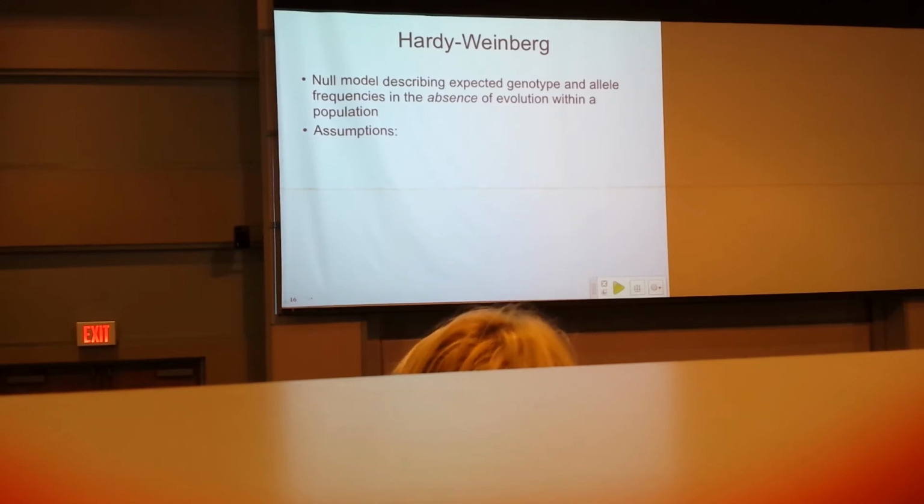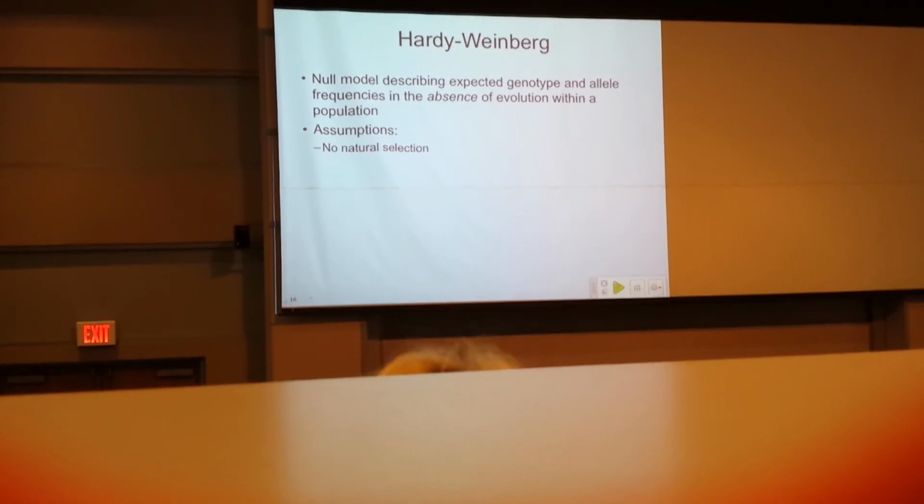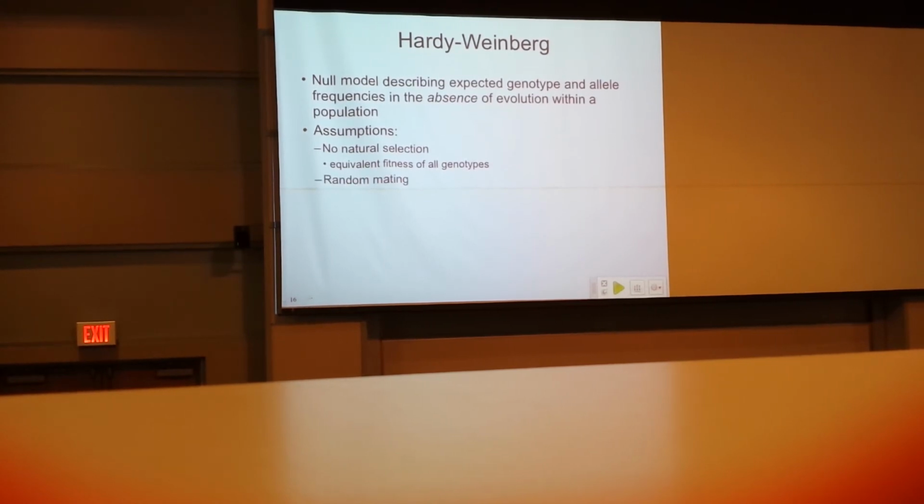So there are 5 assumptions. First of all, there's no natural selection happening. In other words, there are no genotypes that have a higher probability of having offspring compared to other genotypes. So all genotypes are equivalent. Random mating is simply that individuals do not preferentially mate with similar or dissimilar individuals. Again, mates are basically being pulled at random from that population pool.